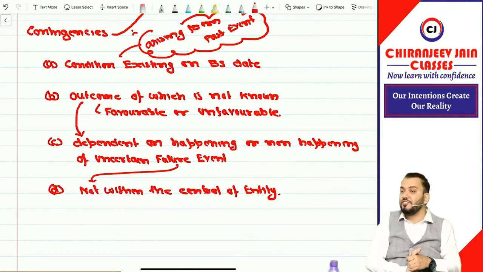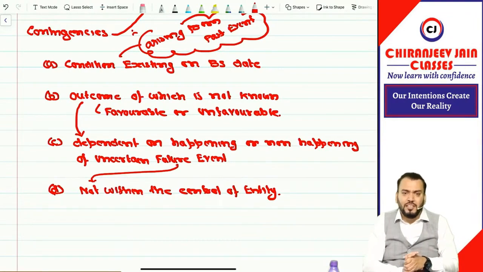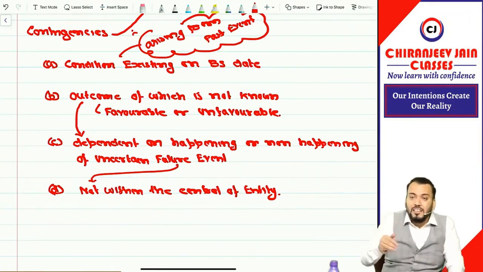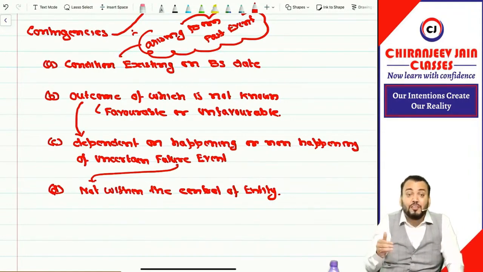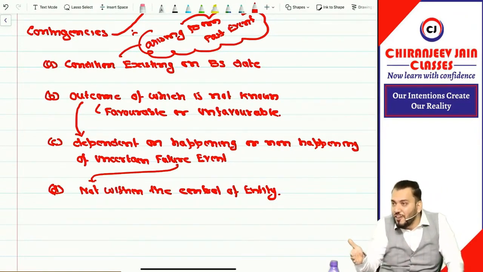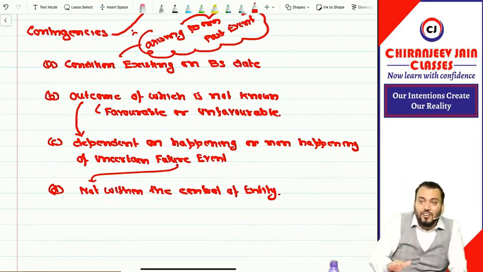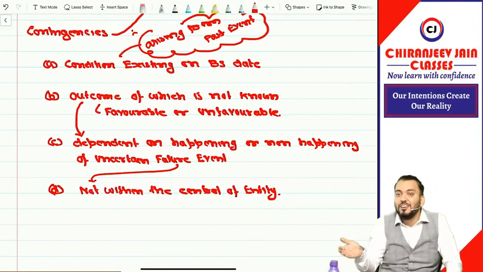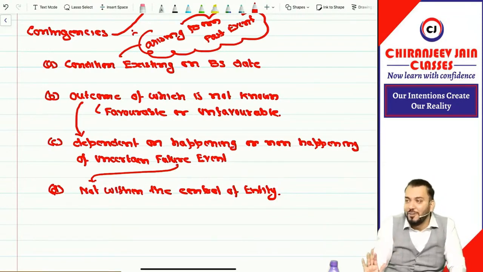This is the meaning of contingencies. Correct? Have you understood? So what is the meaning of contingencies? Can you repeat with me? Contingencies are conditions existing on balance sheet date, the outcome of which is not known, which is dependent on the happening or non-happening of an uncertain future event, which is not within the control of the entity.